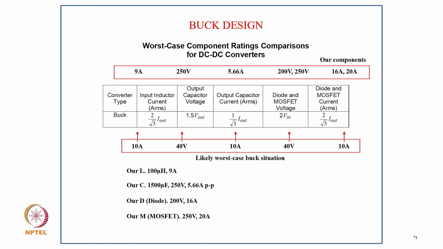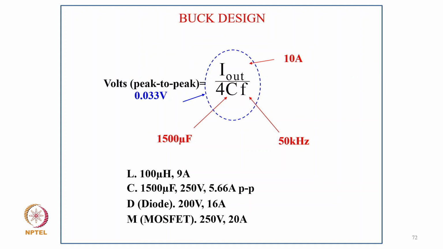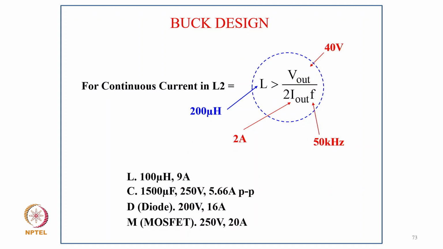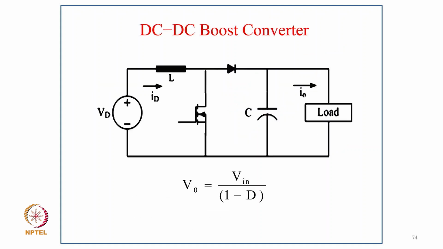So the values come from these specifications: L equals 100 microhenry, capacitor 1500 microfarad, 250 volt, 5.6 peak, a diode of 200 volt 16 ampere, and MOSFET of 250 volt 20 ampere. Taking the voltage peak to peak as 0.033, that is I out upon 4 C F squared, for 10 ampere current, 1500 microfarad and 50 kilohertz. The rating is the same as shown in the previous slide. For continuous current, the inductor value, putting 40 volt output voltage, 2 ampere output current and 50 kilohertz, comes to around 100 microhenry.